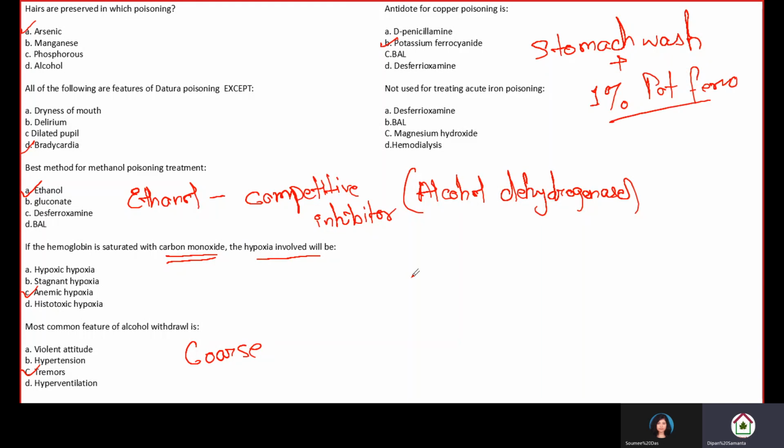Okay, not used for treating acute iron poisoning. Desferoxamine is used, magnesium hydroxide is used, and hemodialysis is used. So not used is BAL. BAL is used medically in the treatment of arsenic, mercury, gold, lead, antimony, and other toxic metal poisoning, but not in iron poisoning. In addition, it has been used for the treatment of Wilson's disease in the past. So BAL is the answer.